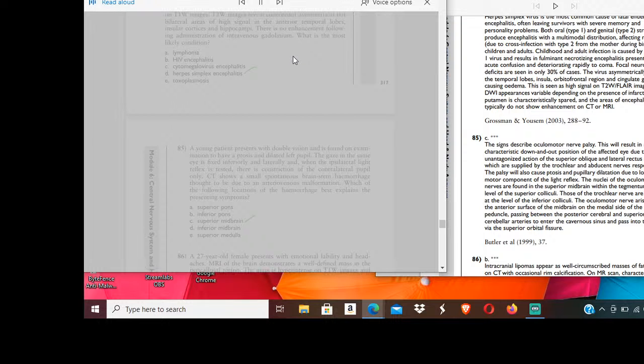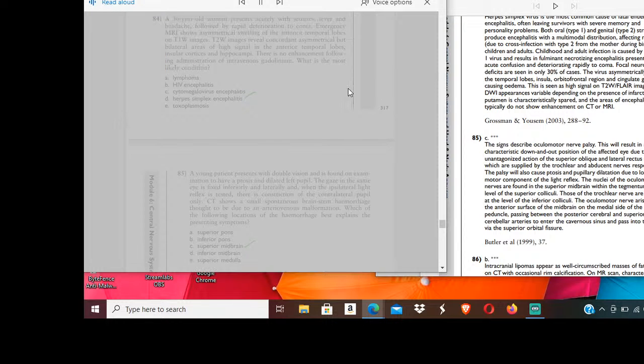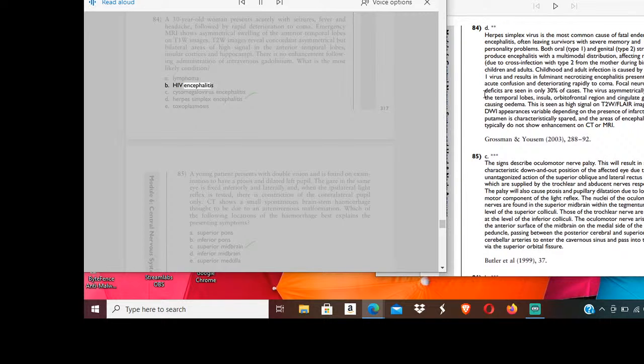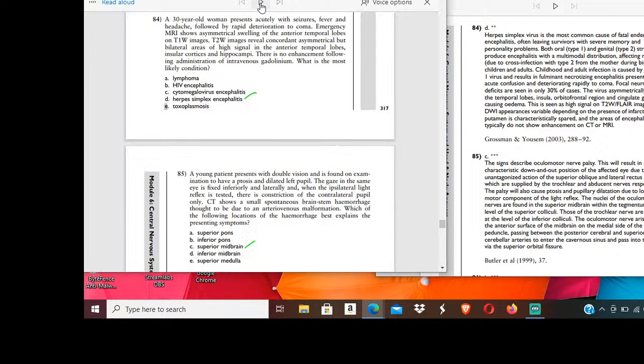On T1W images. T2W images reveal concordant asymmetrical but bilateral areas of high signal in the anterior temporal lobes, insular cortices, and hippocampi. There is no enhancement following administration of intravenous gadolinium. What is the most likely condition? A. Lymphoma. B. HIV encephalitis. C. Cytomegalovirus encephalitis. D. Herpes simplex encephalitis. E.